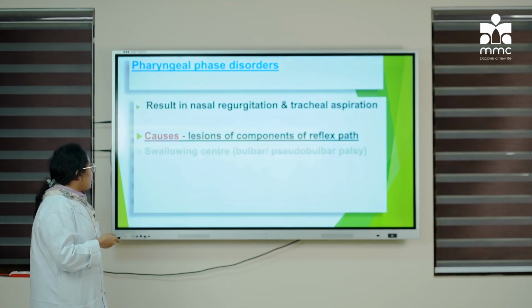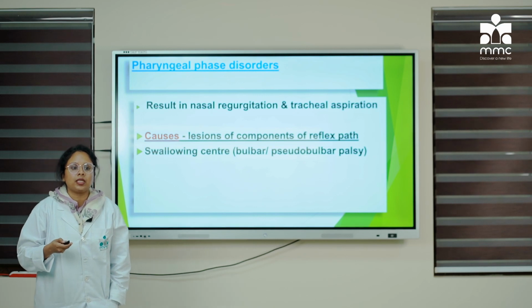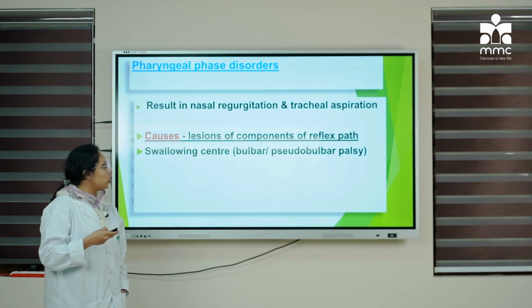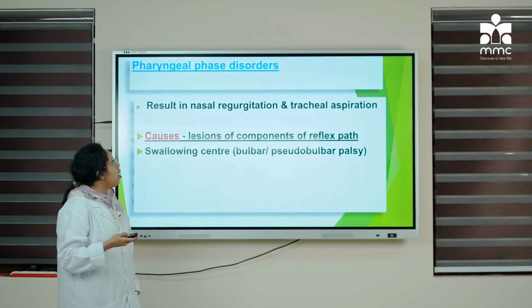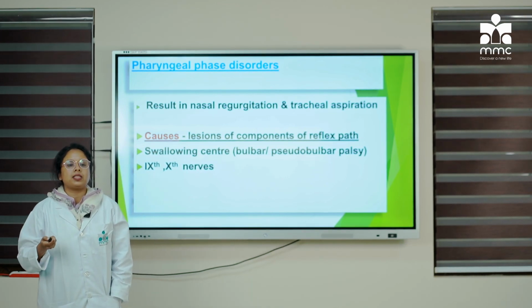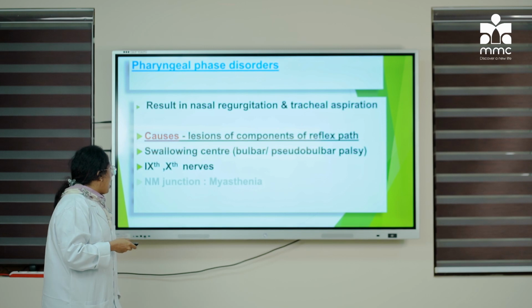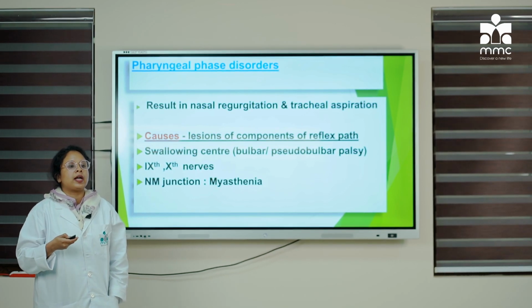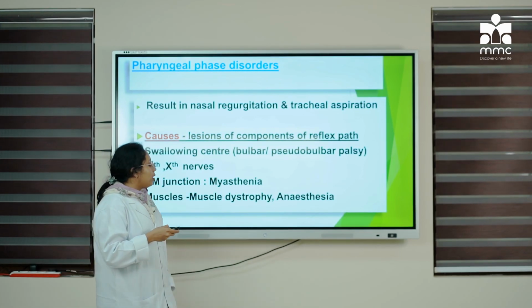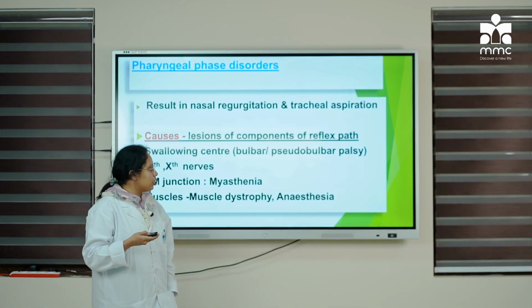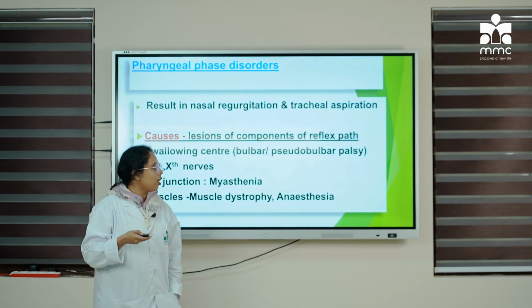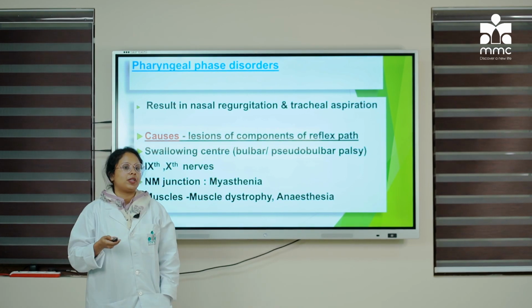So which is the swallowing center? That is located in the medulla and lower pons. If that is affected by bulbar or pseudobulbar palsy, this can lead to a pharyngeal phase disorder. Next, 9th or 10th cranial nerve paralysis can lead to a disorder. Also any neuromuscular junction disorder, for example myasthenia gravis. I hope you know what myasthenia gravis is. Or any muscle disorder like muscular dystrophy, or the effect of anesthesia: if the pharyngeal muscles are weak, then also a pharyngeal phase disorder can happen.